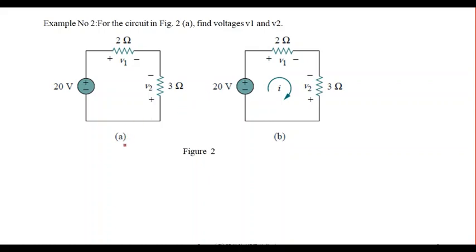If this circuit is given to you, how to proceed? You can modify the circuit in this way. What kind of modification have I done? I have just assumed that there is a current I flowing in a clockwise direction through the entire circuit. Now which law do we need to use? Whether we need to use KVL or KCL? That is the question.